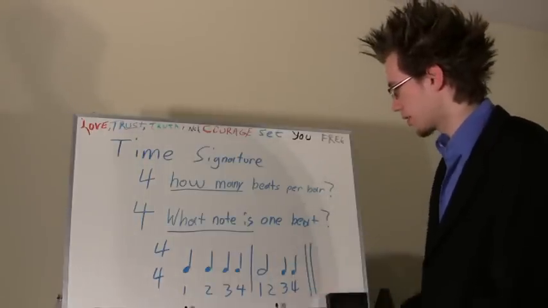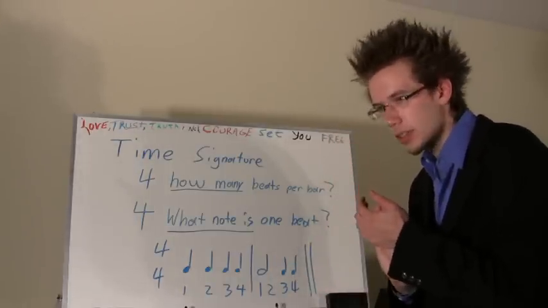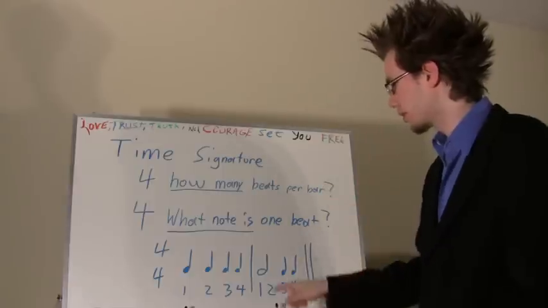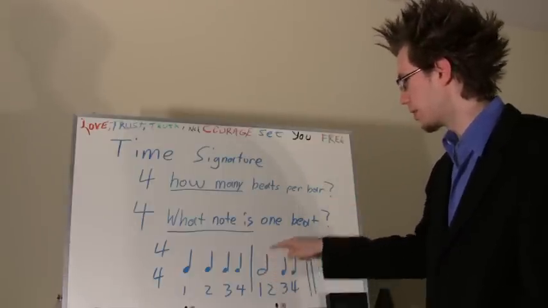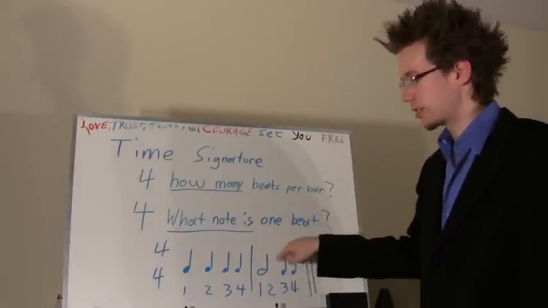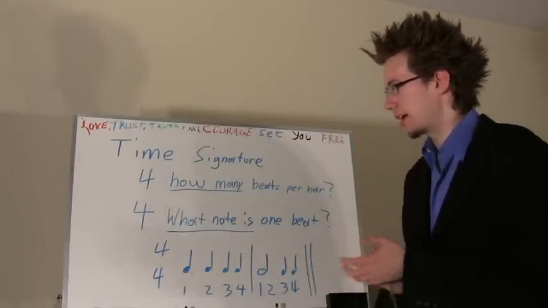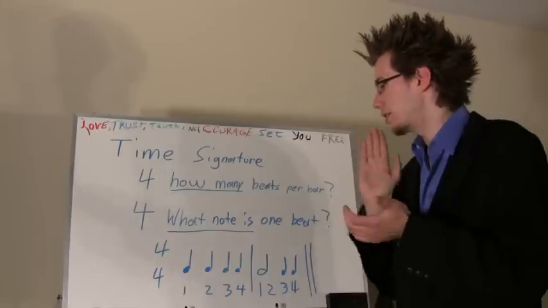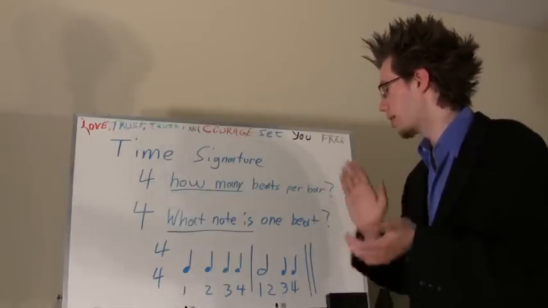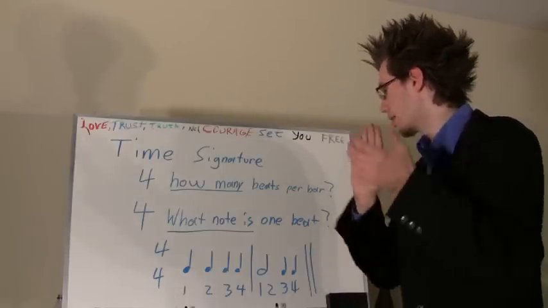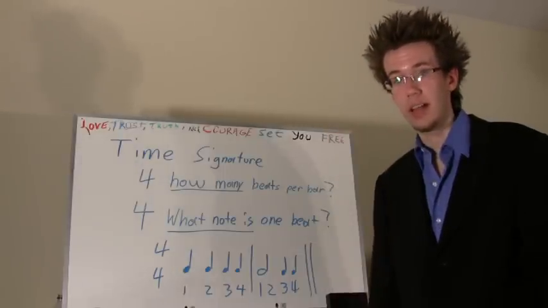So this is going to sound like 1, 2, 3, 4. So 1, 2, 3, 4. So this half note gets 2 counts. So let's start from here and go all the way to the end. So I'm going to go 1, 2, 3, 4. 1, 2, 3, 4. And that's how you clap that.